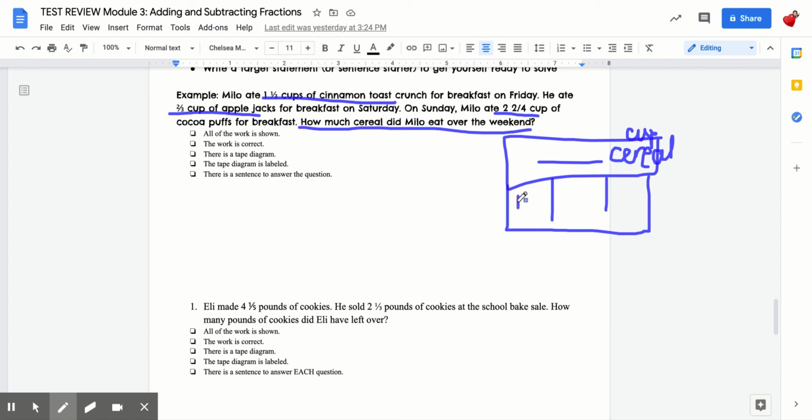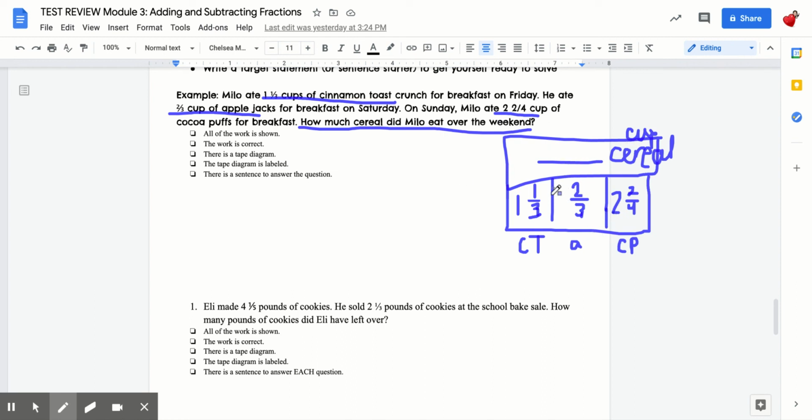We have 1 1/3 cups of Cinnamon Toast Crunch. I'm just going to put CT. That's how simple my labels can be. On Saturday, he ate 2/3 of Apple Jacks. I'll just put an A. And on Sunday, he ate 2 2/4 cups of Cocoa Puffs. I'll just put CP. So that's how simple my labels can be.